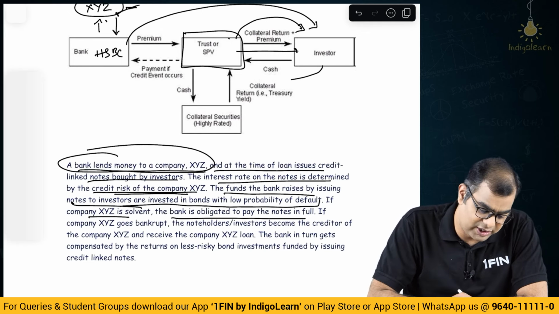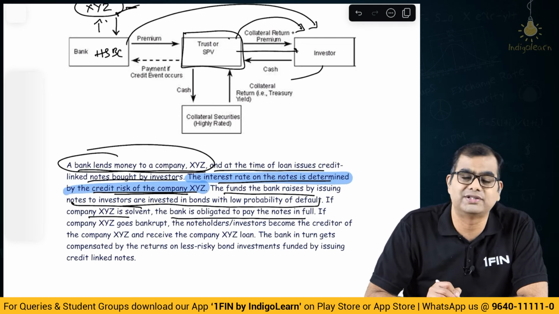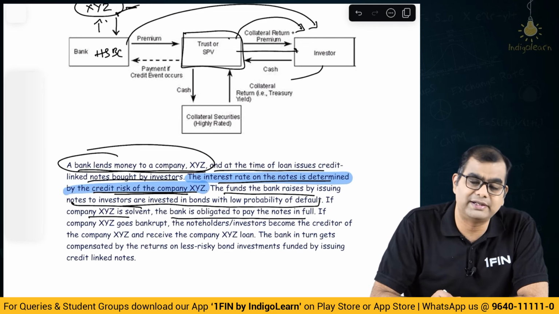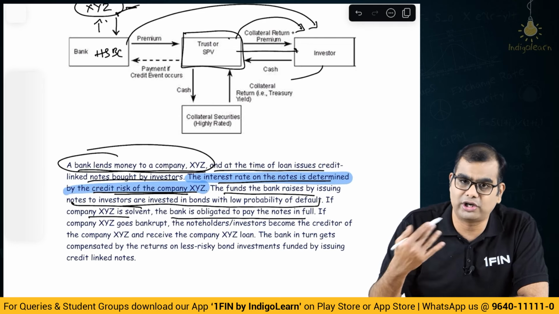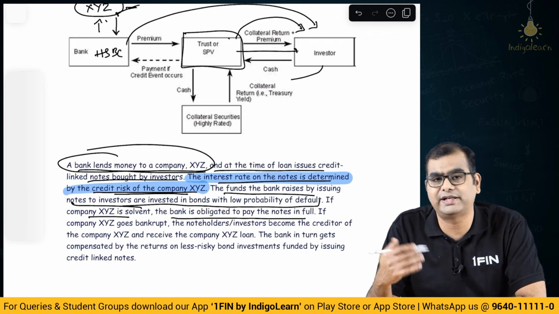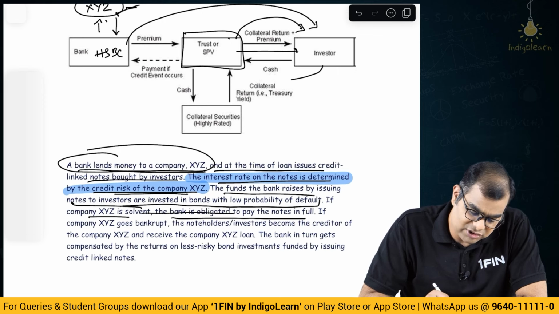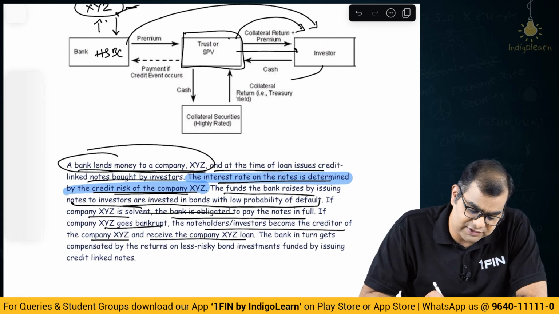Because they have said so here. The interest rate on the notes is determined by the credit risk of the company. So, you basically determine an interest rate, you are servicing that interest. It is a loan on a loan. Think of it. You have taken a loan, against that you are downselling it and taking another loan, right? If XYZ is solvent, the bank is obligated to repay the notes in full. If it goes bankrupt, the note investors become the creditor of the company XYZ and receive the XYZ loan.